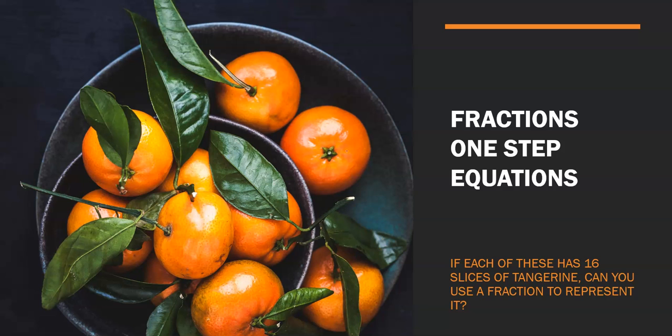Just to preview the lesson, it might help to think of a tangerine that has 16 pieces. If you were eating a tangerine, you could represent that as a fraction. The denominator is the total pieces inside the tangerine, and the numerator is how many you actually have. So if you had a whole tangerine, that would be 16 out of 16. Notice when we have the same number on the top and bottom, that equals 1. One whole tangerine would be 16 slices out of a 16-piece tangerine.